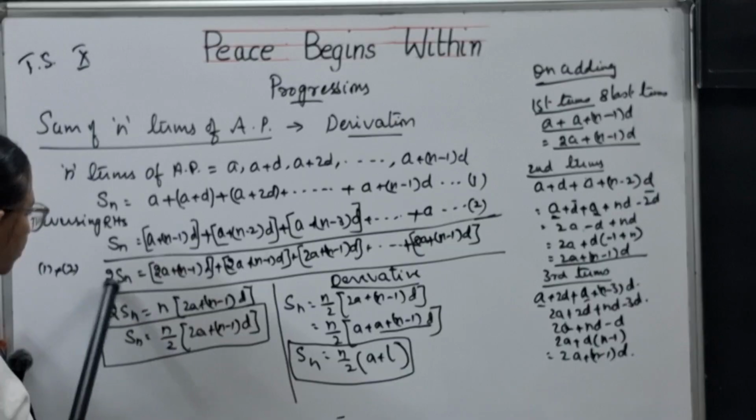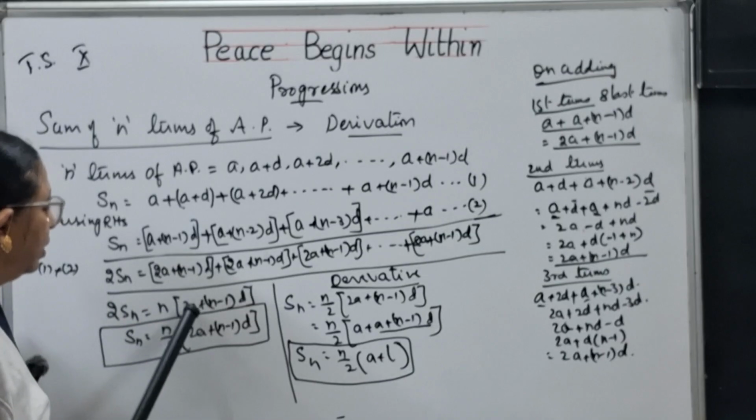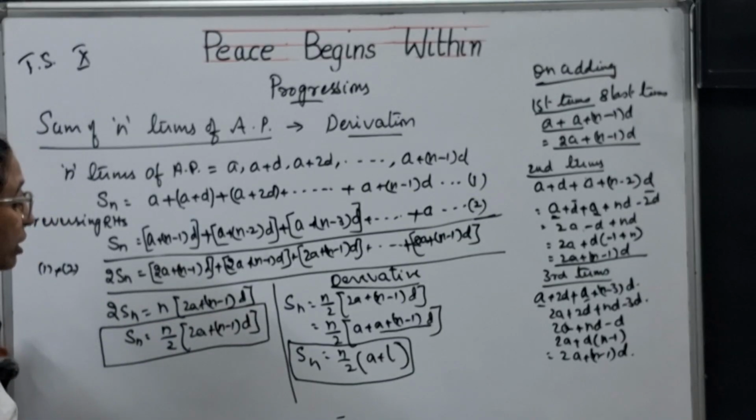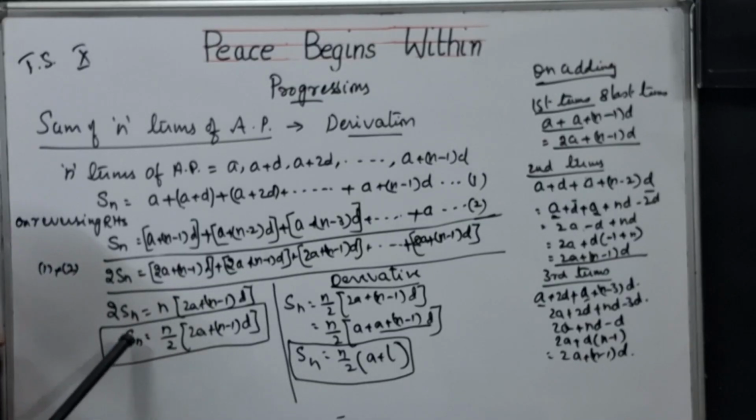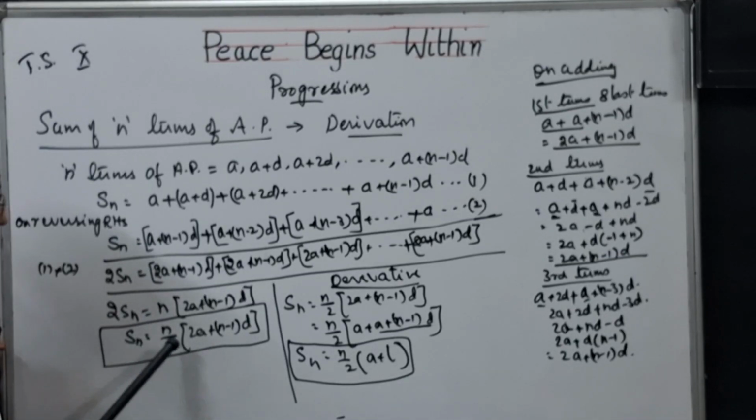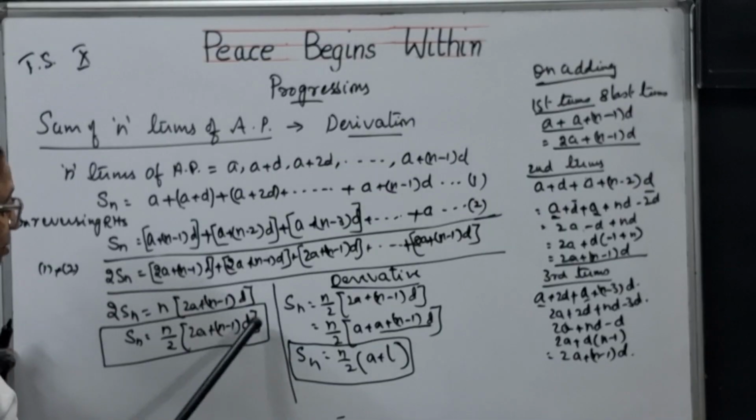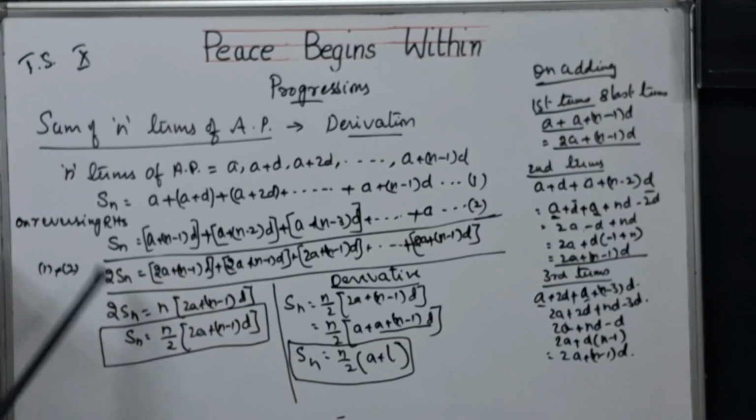So if you add it, 2 times Sn is equal to n into 2a plus n minus 1 into d, n times of 2a plus n minus 1 into d. We want Sn. This 2, if you send it here, multiplication becomes division. So Sn is n by 2 into 2a plus n minus 1 into d. So this is the formula, children, which we use for the sum of n terms of AP.